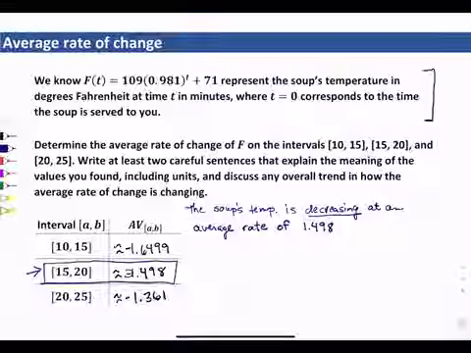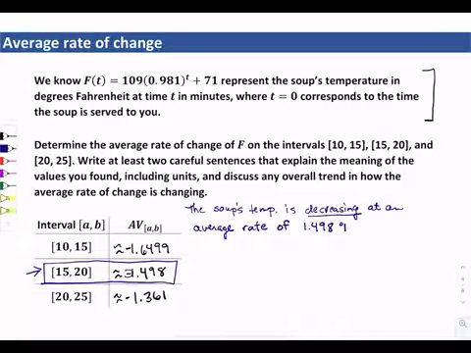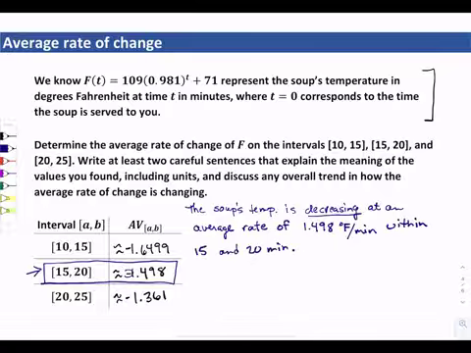My units would be output divided by input. The output was degrees Fahrenheit. The input was minutes, so degrees Fahrenheit per minute. And then we want to mention an interval because, again, if we picked a different interval, we see we're getting different values. So the soup's temperature is decreasing at an average rate of 1.498 degrees Fahrenheit per minute within 15 and 20 minutes of being served. So there's one sentence just explaining one value of the average rate of change.